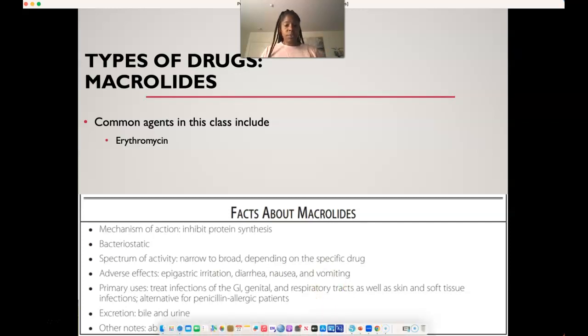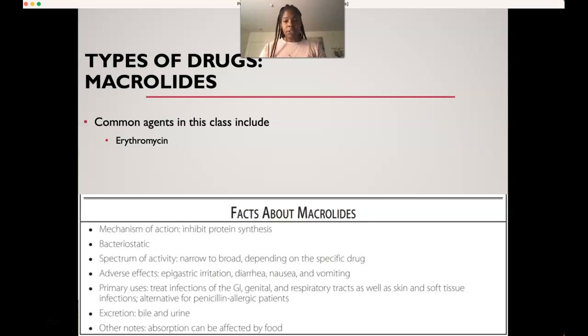And so then what other things might we prescribe a macrolide for? Most often STDs. So treat infections of the gastrointestinal tract, but then also the genital tract, like genital warts, for example. Maybe you have a patient who has some type of genital infection, right? Then it would be used to treat that. The other thing that we see is patients who are allergic to the penicillin group. This is an alternative to that. It doesn't have that beta-lactam ring, and so then they can take the macrolides.